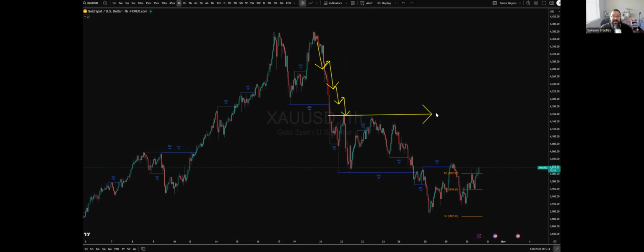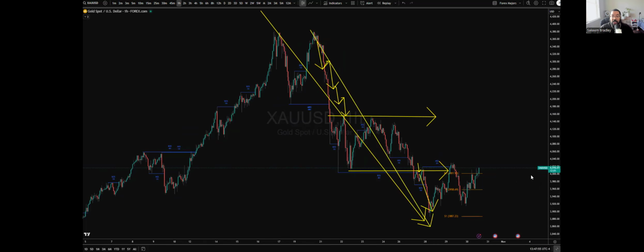We form the resistance again, and then what happens with price? We break an area of support, right? You get a retest and price pushes lower. So this is bearish market structure for the moment, right? We can see that this is bearish market structure.